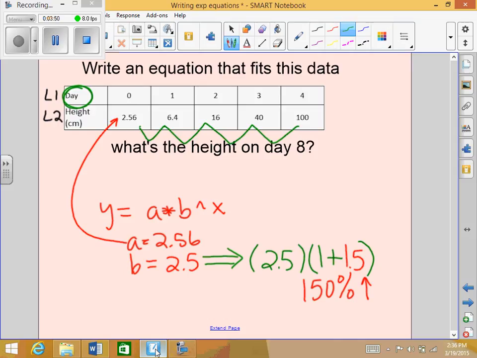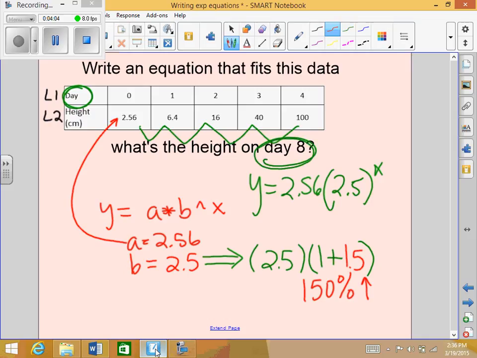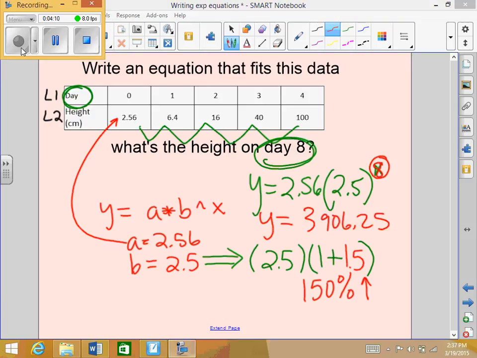Oh, wait, we haven't written the equation yet. So your equation would be y equals 2.56 times 2.5 raised to the x power. And what if I wanted to calculate it on the 8th day? All you would need to do is replace this exponent with an 8. And you would get y equals 3906.25 centimeters on the 8th day.